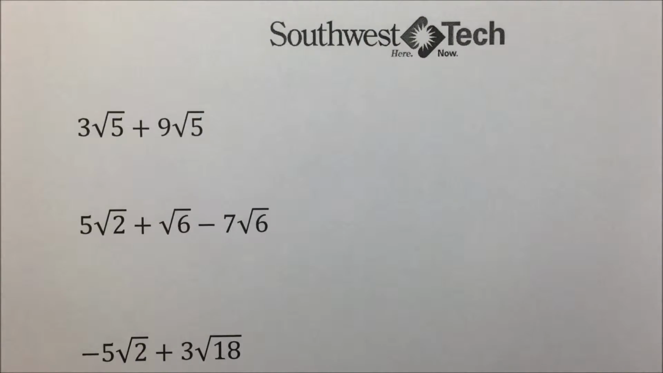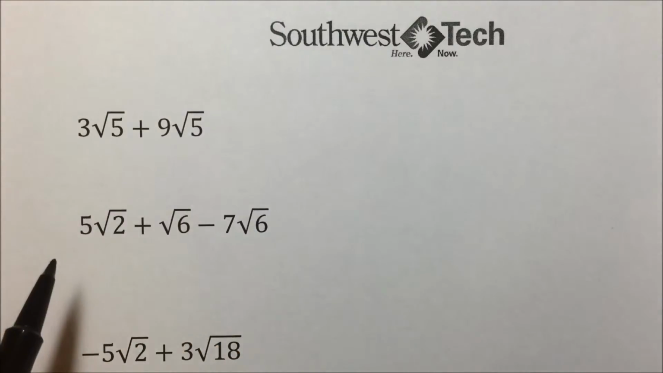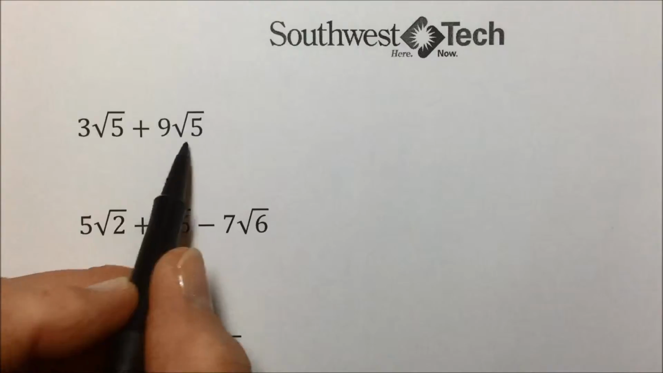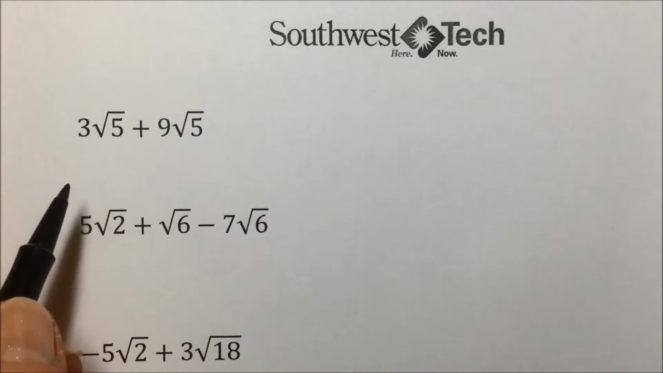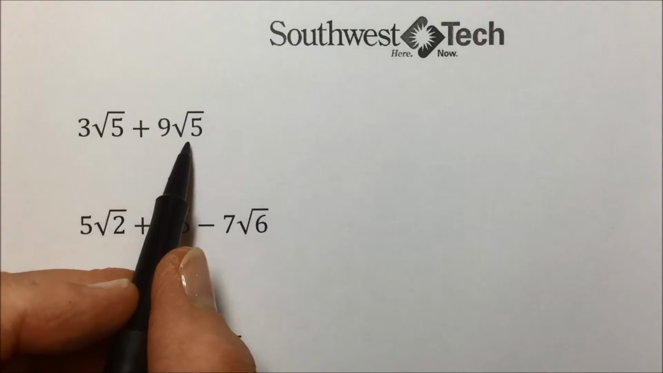7.5, adding and subtracting radical expressions. When two radical expressions have the same indices and radicands, they are said to be like radicals. Like radicals can be combined, added or subtracted, in much the same way that we combine like terms. And in this first problem here, we have square root on both of the radicals, and they both have the radicand of 5. You can think of this similar to how you would handle 3x plus 9x.